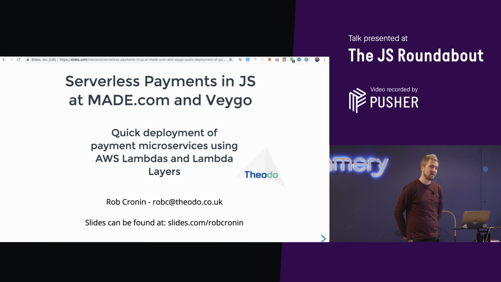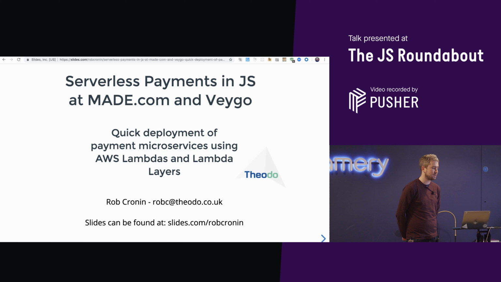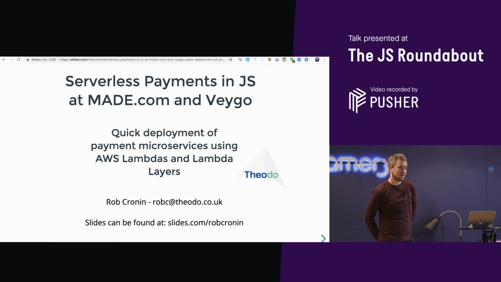So initially I'm going to talk about AWS Lambdas and how you can use Lambda Layers to create your own microservices. I work for Theodo, which is a kind of software consultancy firm, working with clients to try and solve their business problems. In JavaScript, that might mean building React web apps, React Native apps, or in more recent times, Node.js Lambdas.